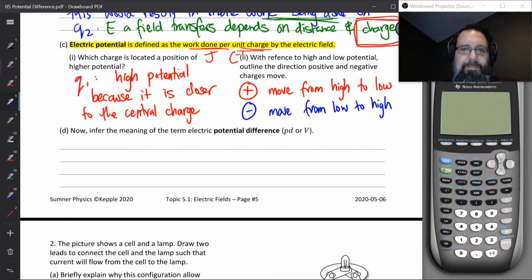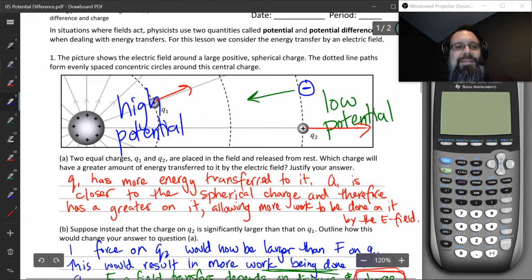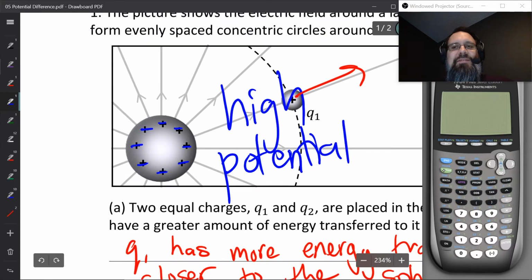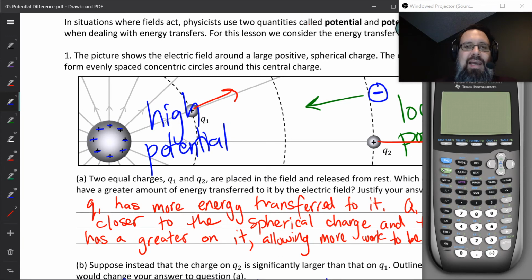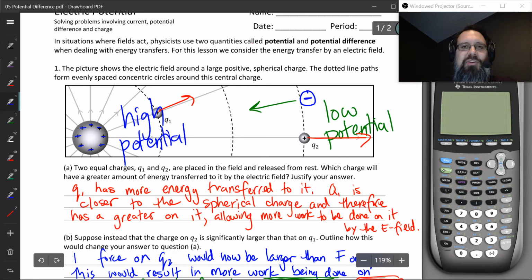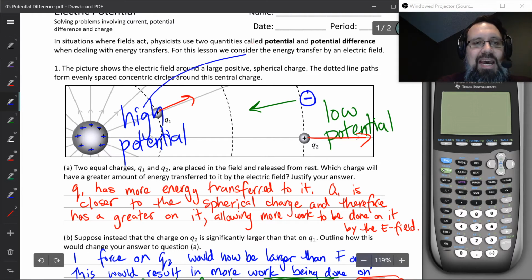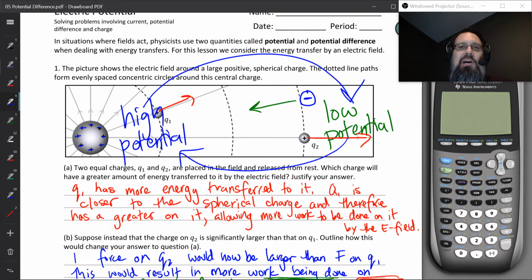Isn't that dependent on the spherical charge? Yes, it is. So what if this thing was negatively charged? Then it'd be opposite. We'd still define the potential as being high away from it. So we always base it on the positive charge. That's what's weird about electricity: all the rules of electricity are based on the positive charge. So if this was a negative charge, it would flip. The high potential would go out here and the low potential would go in there, because it's always based on how a positive charge moves. Isn't that weird? But that's how we do it.